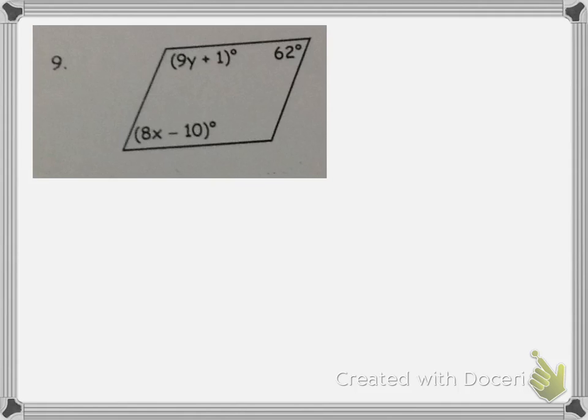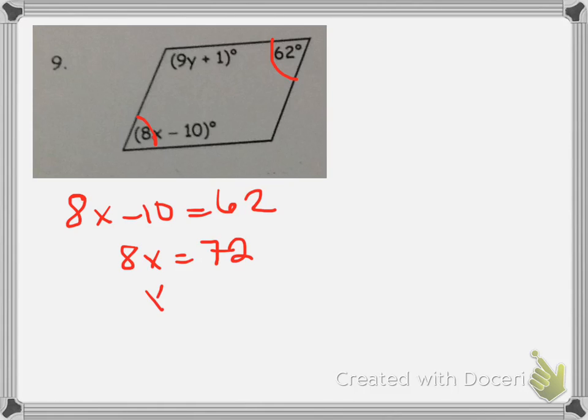We know that this angle and this angle are congruent because it's a parallelogram and opposite angles are congruent. So we have 8x minus 10 equals 62. So that's 8x equals 72. So x is equal to 9. Right? X is equal to 9. That one's fairly simple. All right.